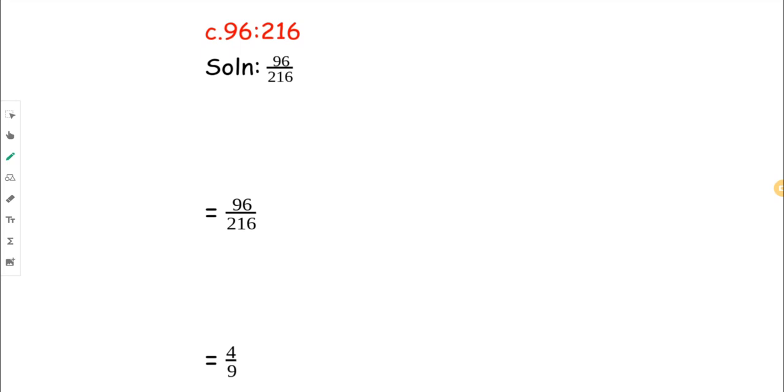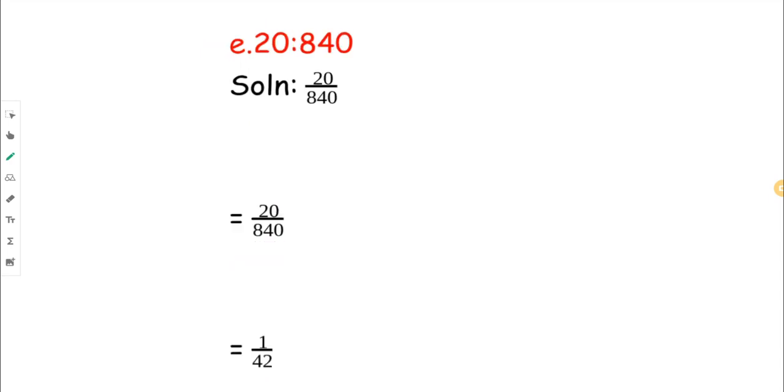96/216. You can start with 2, it's up to you. I'm just going to start by dividing it by 3. 3 3s are 9, 3 2s are 6, 3 7s are 21, 3 2s are 6. Now let's again divide by 2: 2 1s are 2, 2 6s are 12, then 2 3s are 6, 2 6s are 12. Again by 2: 2 8s are 16, 2 1s are 2, 2 8s are 16. Once again by 2: 2 4s are 8, and 2 9s are 18. You can say I can't divide anymore, so the lowest is 4/9, or 4:9. Clear?